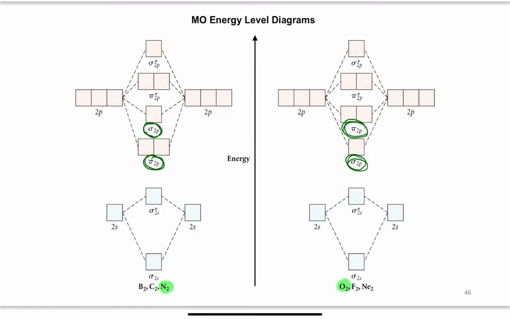You have to know this. You have to know that this is happening. I will draw these out in a sec. Just give me a sec to get through these. But you have to remember that if you've got nitrogen or below, you're doing pi first, then sigma. If you're doing oxygen, you're doing sigma first, then pi. How do we know this? Experiment. We know this because experimentally we can tell what's happening.